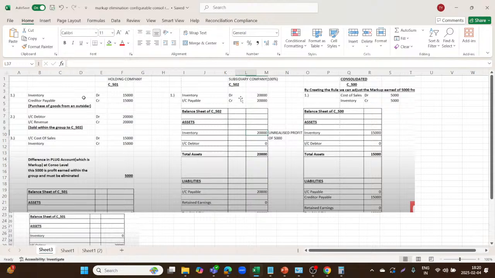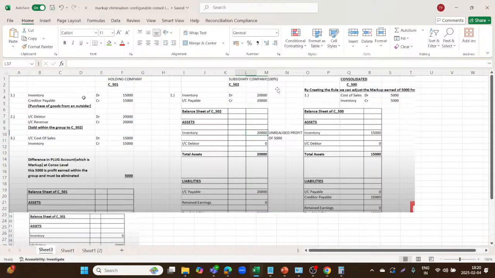So 15,000 is the actual cost of the inventory that has been held by the holding company. So we'll book the inventory account. We'll reduce the inventory by 5,000 because the subsidiary company has booked the inventory at 20. That is overhead, so reduce it by 5,000. That's why the inventory account is credited, and the 5,000 will be debited to the cost of sales. That you can show on the expense side. Okay, so this is the entry that we'll be doing to reduce the markup effect.